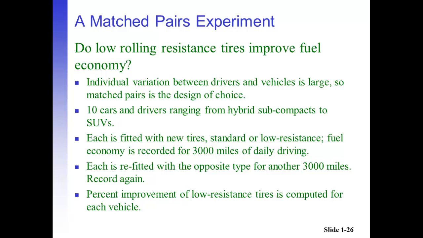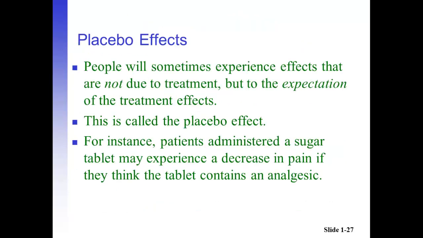Finally, we could look at, say, the percent improvement of the low resistance tires compared to the standard tires on a particular vehicle. These percent improvement figures are what we would look at as the data that come from the experiment. Finally, let's consider the possibility of placebo effects.